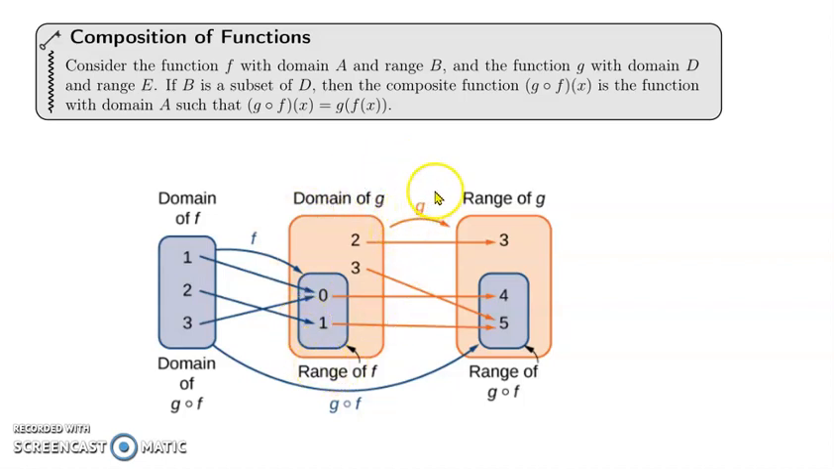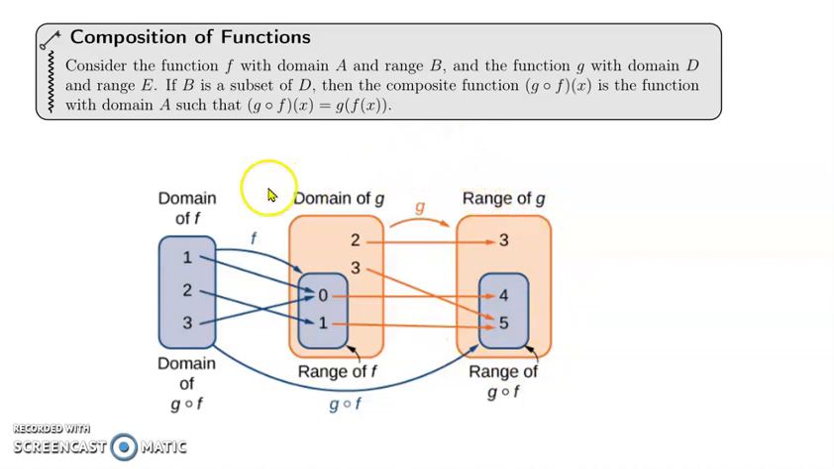Alright, so that's the domain of g. And the range of g are all outputs of g, like 3, 5, 4. So 3, 4, and 5. These are just the range of g. So this whole set, in color orange.